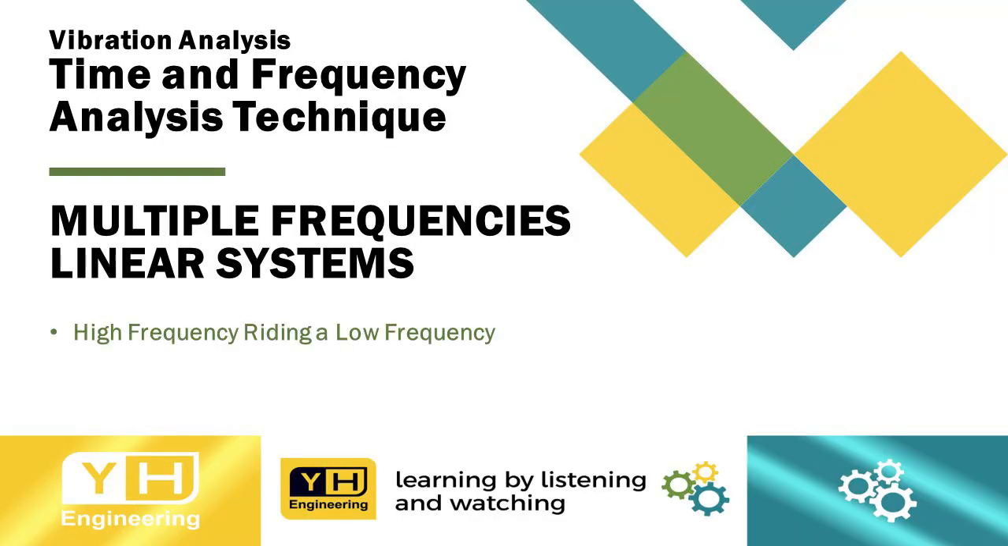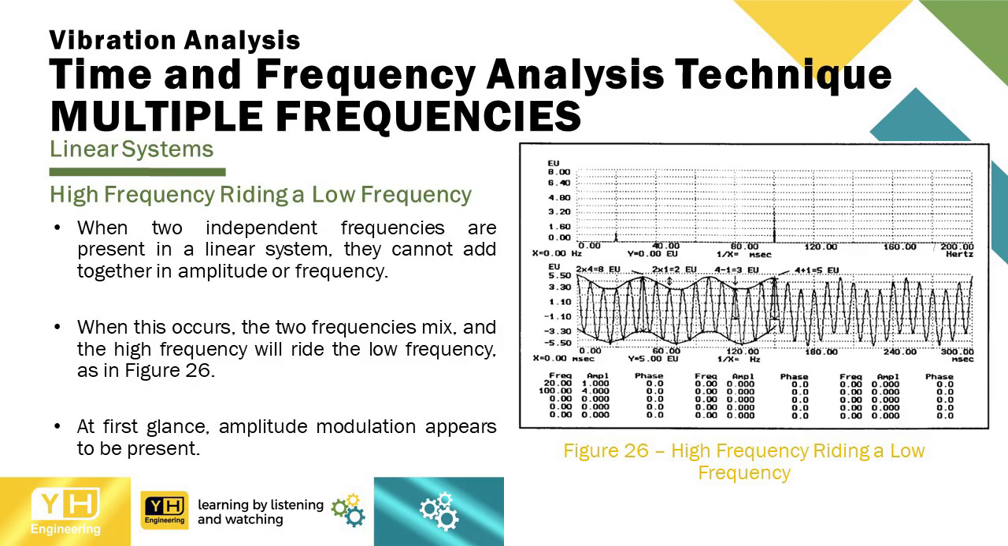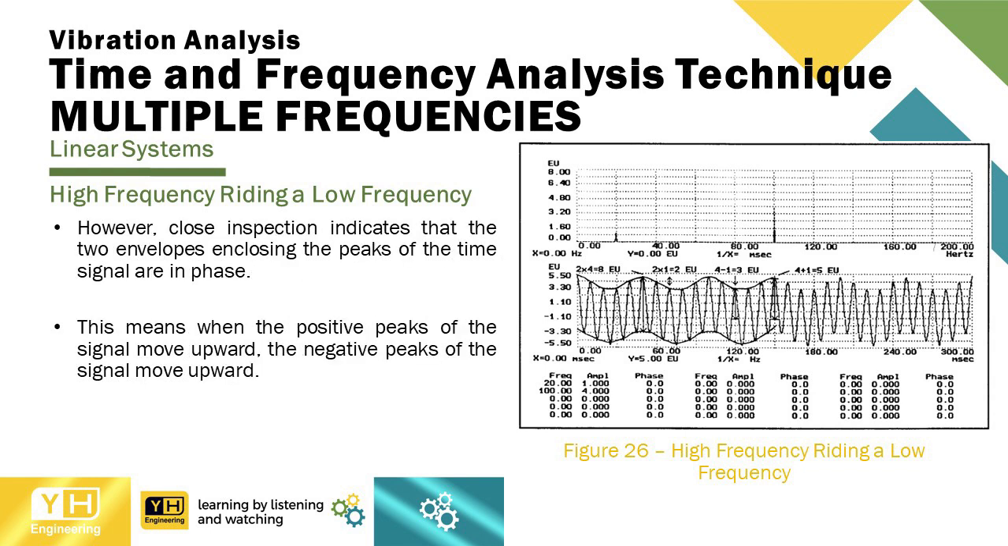Vibration analysis. Time and frequency analysis technique. Multiple frequencies, linear systems. High frequency riding a low frequency. When two independent frequencies are present in a linear system, they cannot add together in amplitude or frequency. When this occurs, the two frequencies mix, and the high frequency will ride the low frequency, as in Figure 26. At first glance, amplitude modulation appears to be present. However, close inspection indicates that the two envelopes enclosing the peaks of the time signal are in phase.